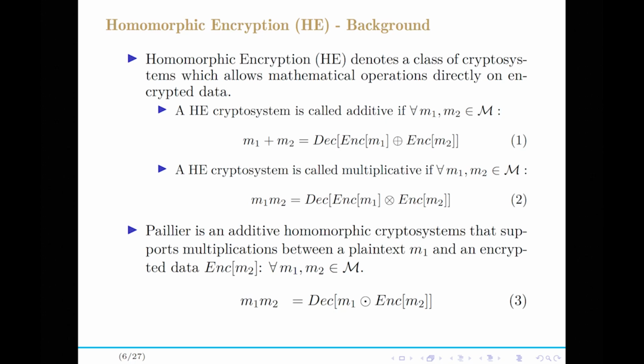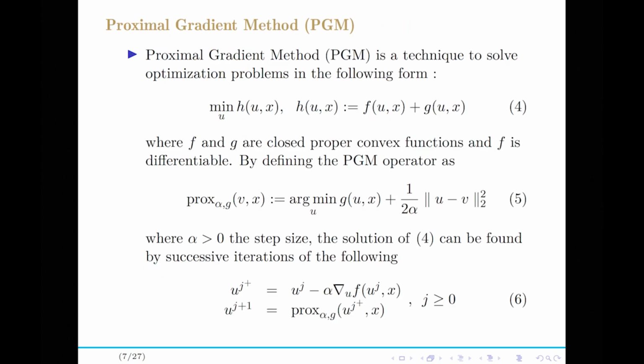Then we have multiplicative homomorphic encryption. In this case, we can define another operator to find the multiplication of M1 and M2, like equation number 2. And also, some homomorphic cryptosystems, like Paillier, have the property to define an operator between a plain text and an encrypted data and find the multiplication of these two, like equation number 3.